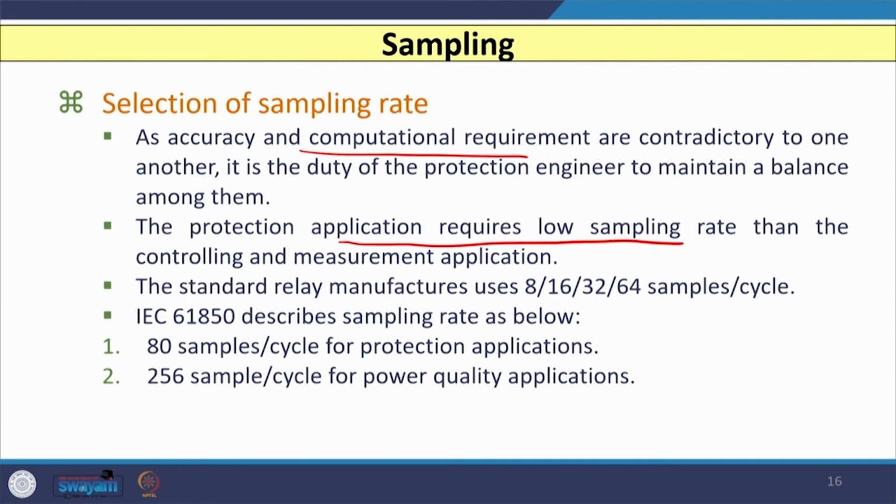Most of the standard relay manufacturers use 8 samples to 64 samples in a cycle. So, they will give the range 8, 16, 32, 64. However, as per IEC 61850, that is substation automation protocols, for protection applications 80 samples per cycle is standard, whereas for power quality applications 250 samples per cycle is also standard.